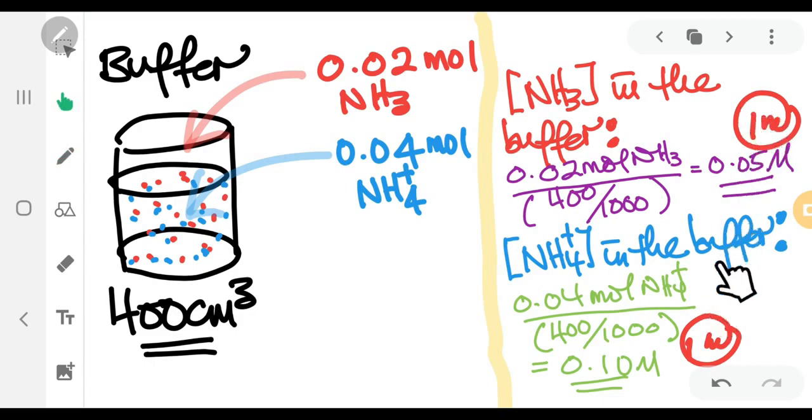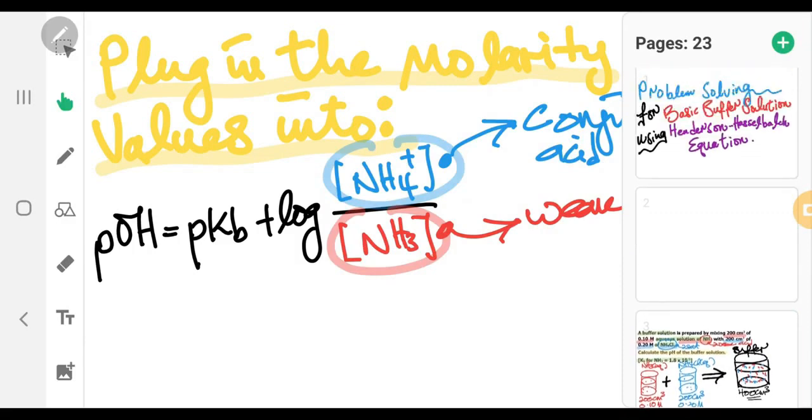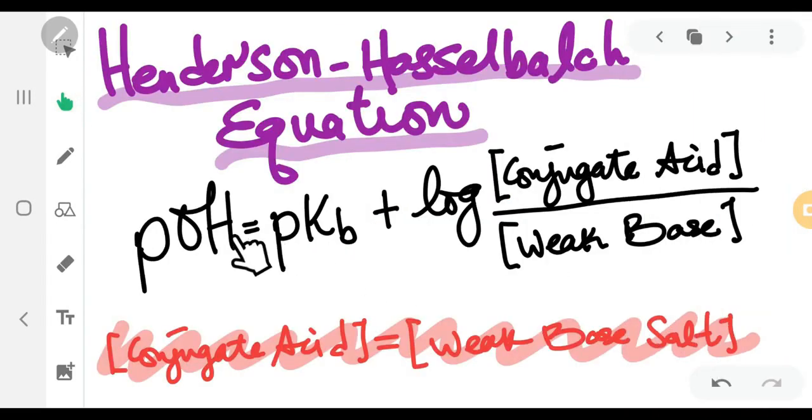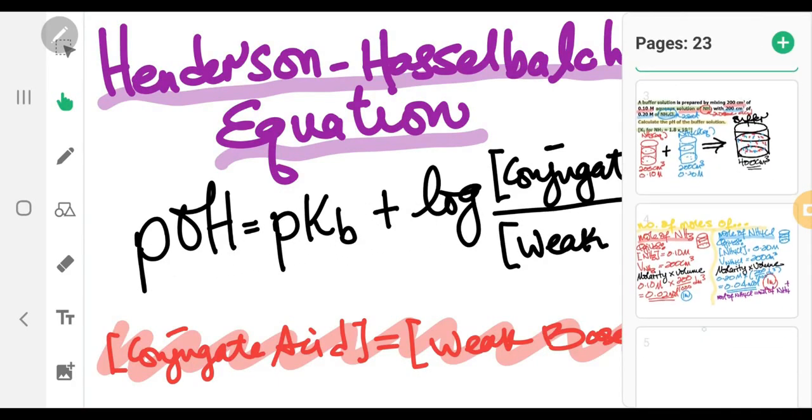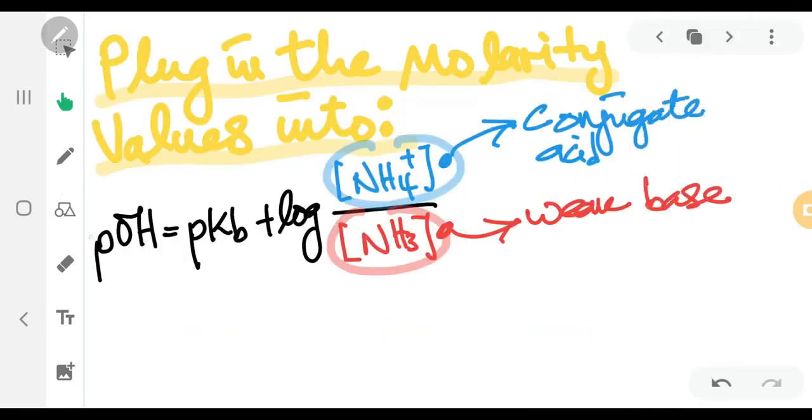We will take both of the molarity values now, because these are the values for molarity for the buffer. Then we can plug that into the Henderson-Hasselbalch equation, pOH. NH4+ is the concentration of the conjugate acid, and this is the concentration of the weak base, just like what you have written in the beginning. This is the Henderson-Hasselbalch equation, and we're just going to plug in all the values.